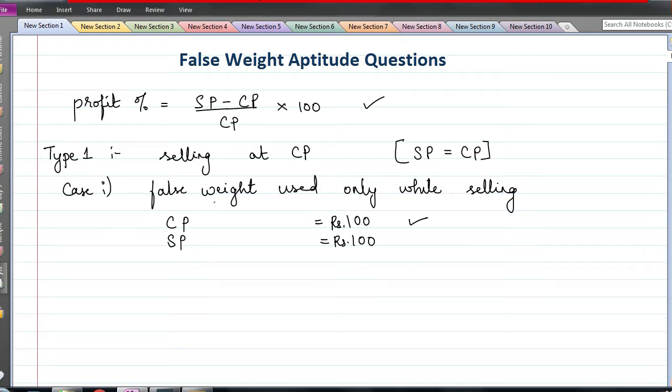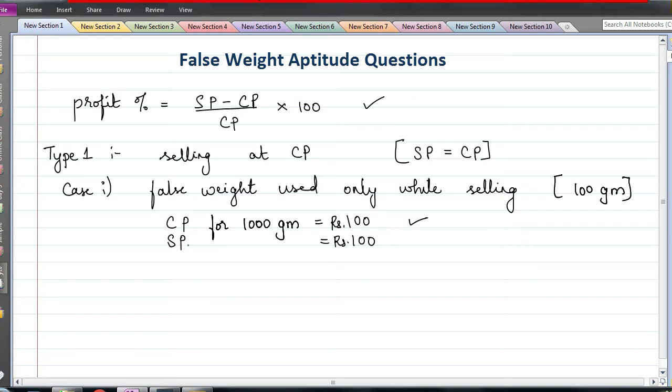Now here, false weight used only while selling means he is purchasing something, say 1 kg of some item for 100 rupees. So 1 kg is 1000 grams, and the cost price for 1000 grams is 100 rupees. Now for the selling price, he is using false weight while selling. Let us assume he is using 100 grams of false weight. It means even if he says that he is selling 1000 grams, actually he is selling only 900 grams. So the selling price for 900 grams is 100 rupees.